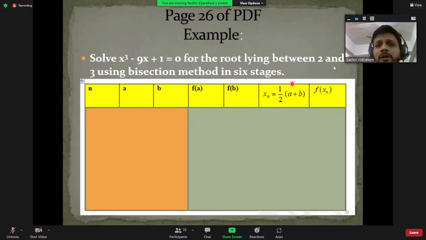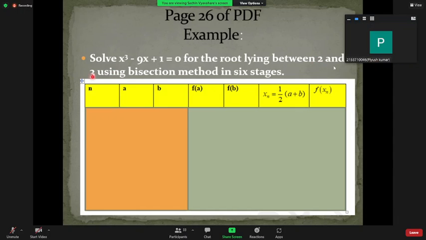Now, what should be x1? Any guess? a is 2, b is 3. So what should be x1? 2.5. 2.5, correct.